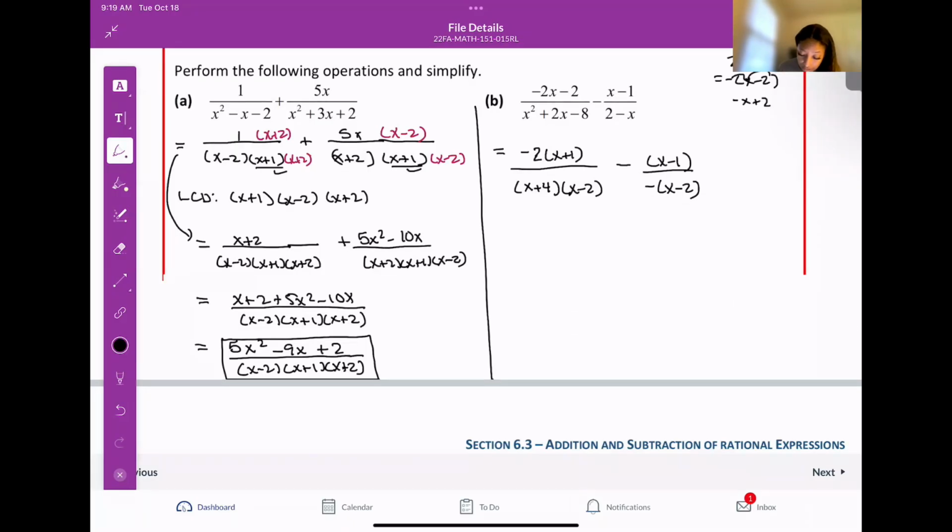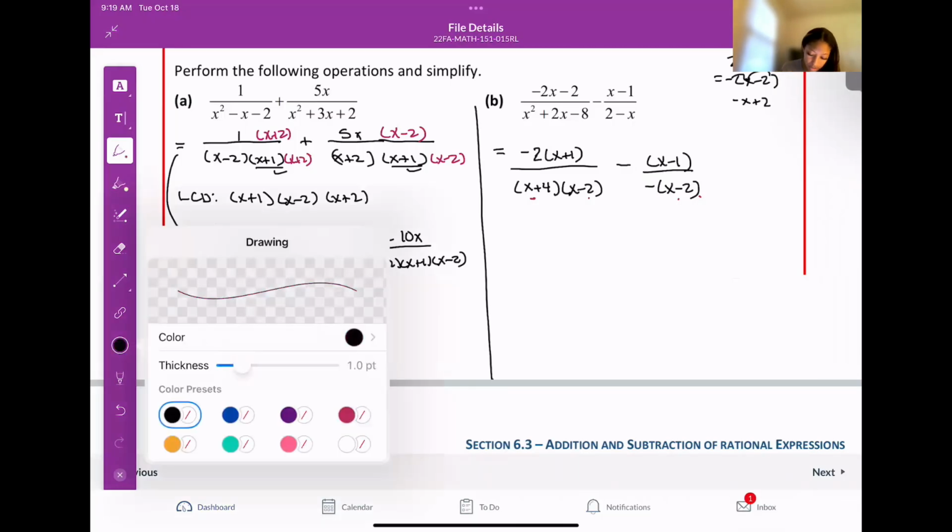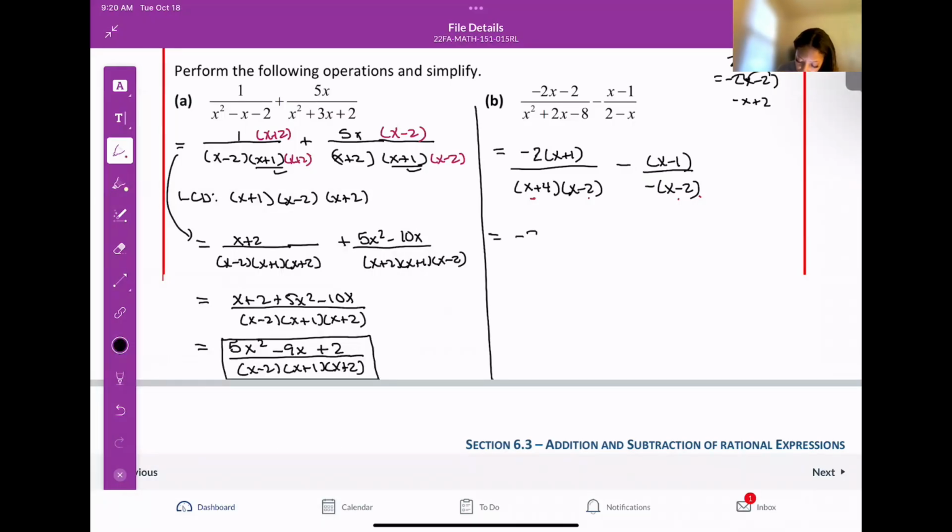Okay, so now that we have the correct denominators, we can see that they both have an x minus 2. That's good. This one has an x plus 4, and the second one doesn't. So we just have to multiply the second expression by x plus 4. That makes this a whole lot simpler to deal with. This would be negative 2x minus 2 over (x plus 4)(x minus 2). We still get the plus here because the two negatives are going to come together. And then we have plus x minus 1 over x minus 2, and we have to multiply now by x plus 4 over x plus 4.